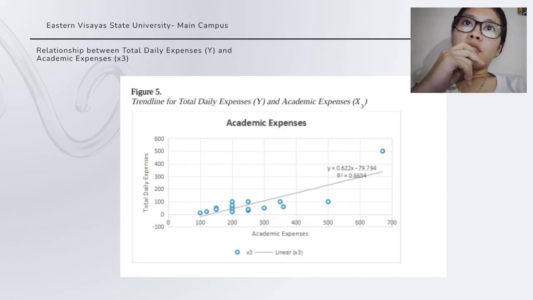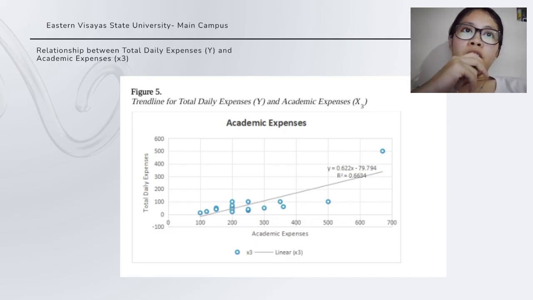0.622 or 62.2%. So like the food expenses that we showed in our other figure, which is our figure 4, the academic expenses is also a strong predictor with 66.34% variance of total daily expenses.